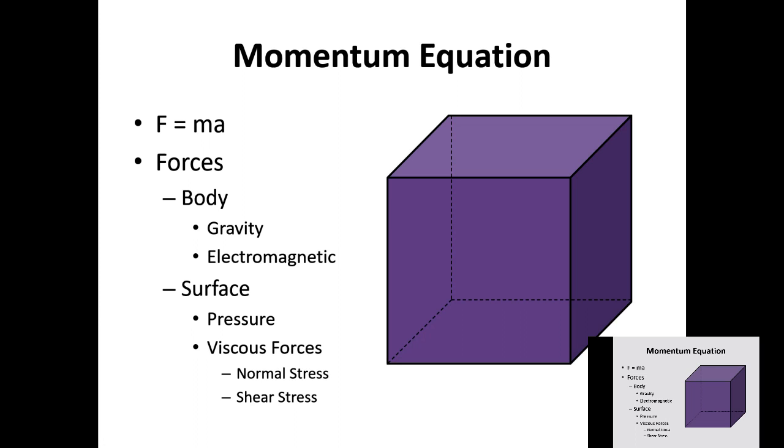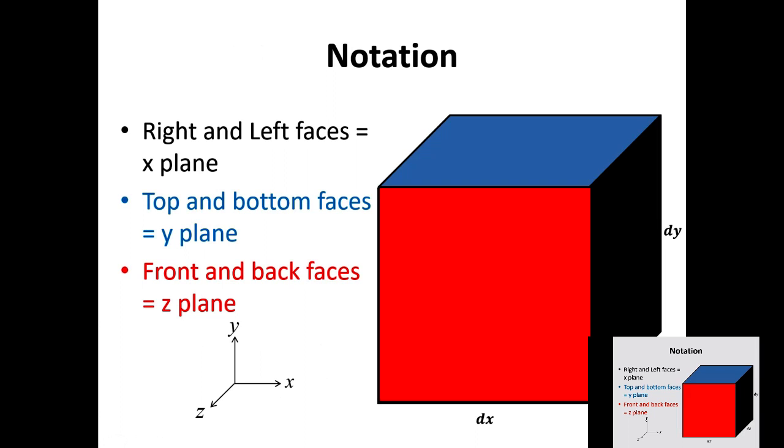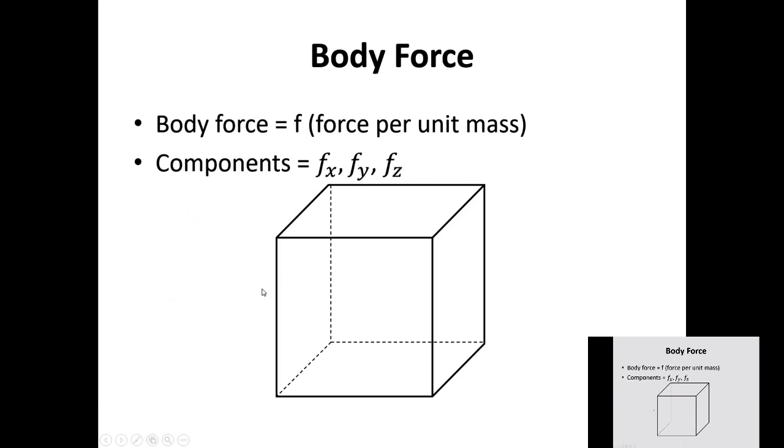On the body there will be gravity and electromagnetic forces, and on the surfaces you have the pressure. You have the pressure, and you have stresses, normal stress and shear stress. So if you take the right and left faces, that is the x plane, top and bottom faces, that's the y plane, and front and back faces is the z plane.